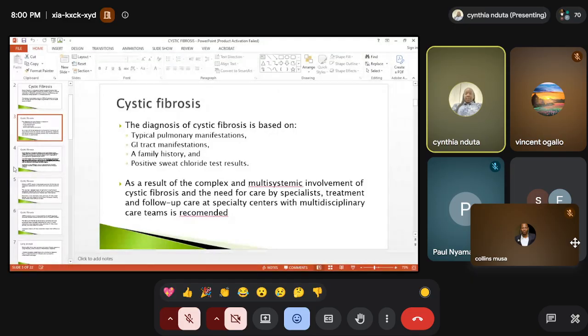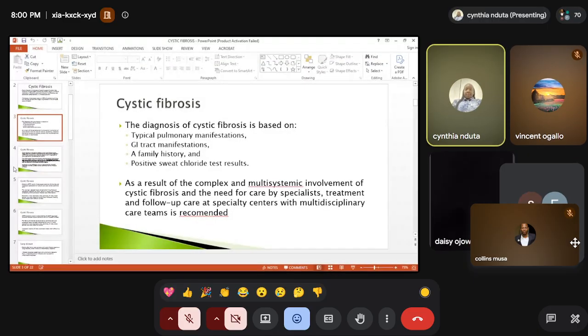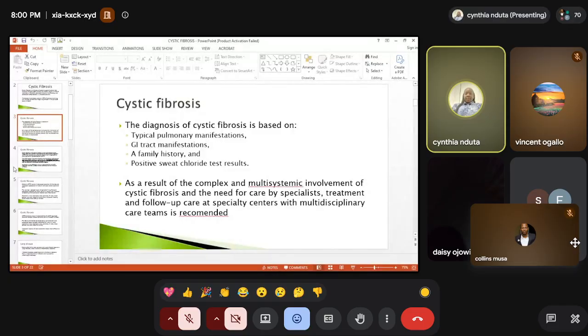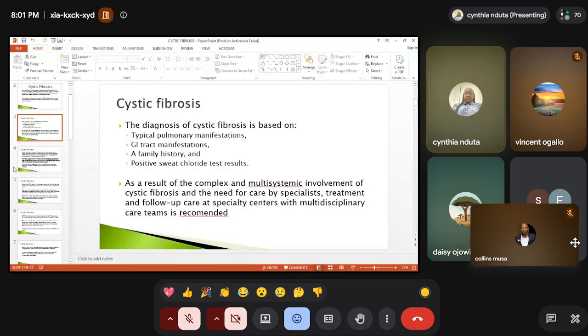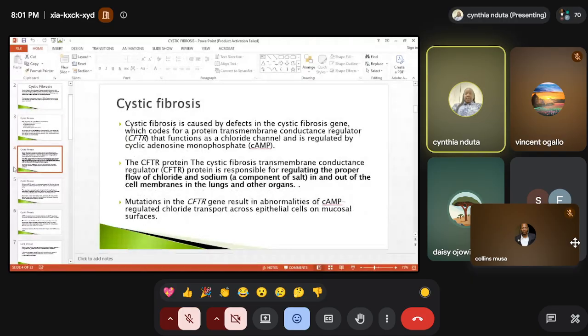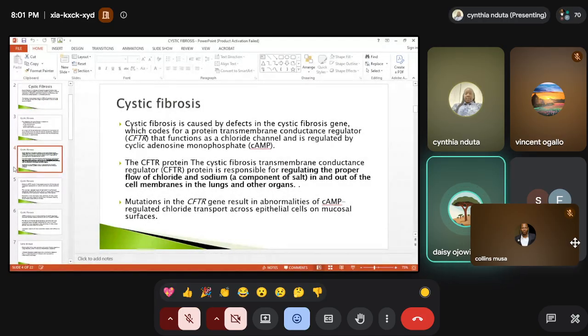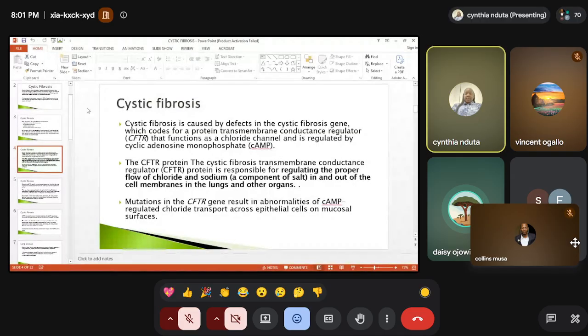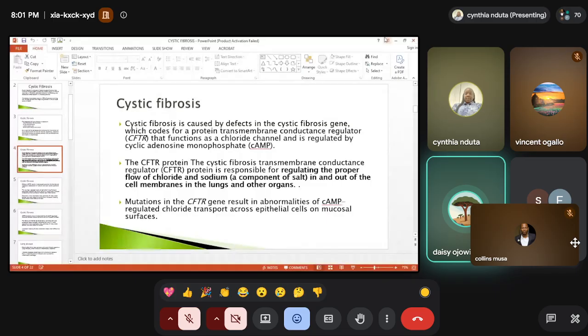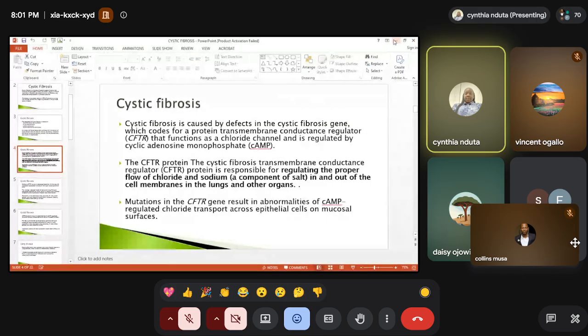Because of the way cystic fibrosis can affect several organs, yeah, we need a lot of complexity in terms of managing these patients. You have to look at their GI manifestations, you have to look at their respiratory, you have to look at all other functions that are affected by cystic fibrosis. So when you work with cystic fibrosis, what's known is cystic fibrosis is actually a genetic condition.